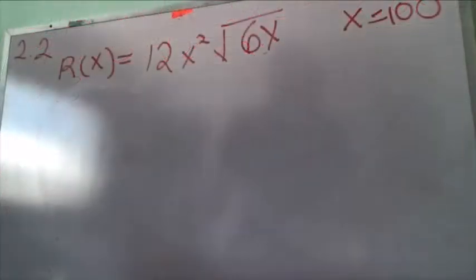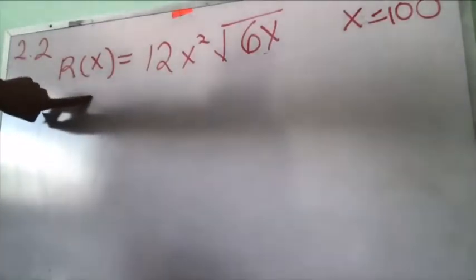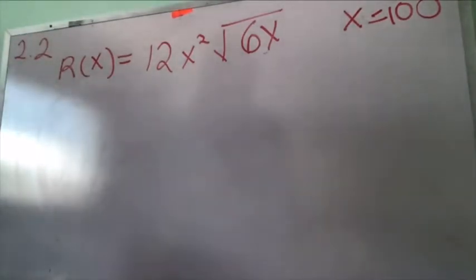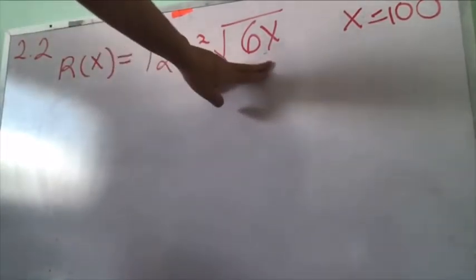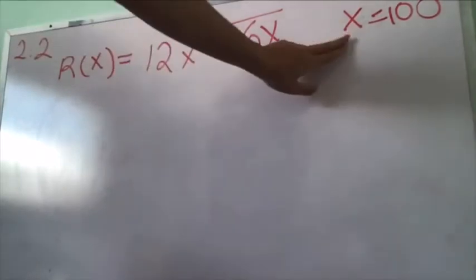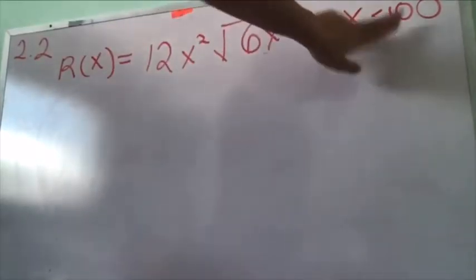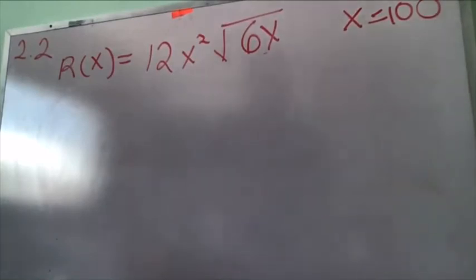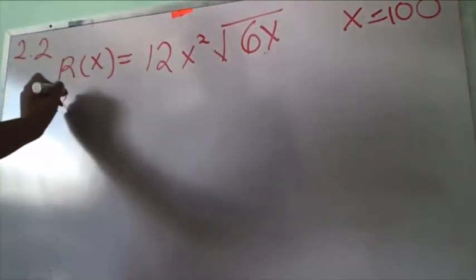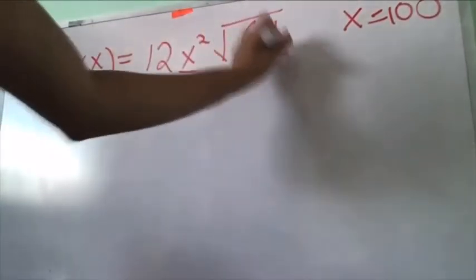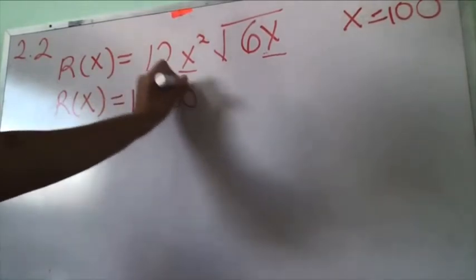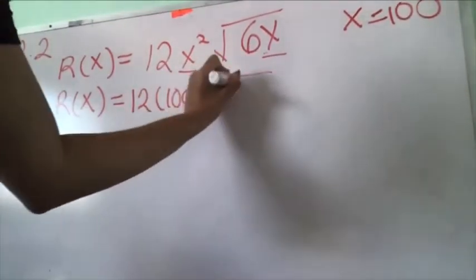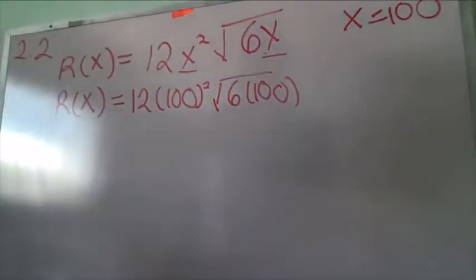Okay, so for part number 2 of problem number 2, we need to get the exact value of the revenue. And from the last problem, we got that the revenue is equal to 12x squared, square root of 6x. And they also give us that we need to substitute the value of x with 100. So the first thing we need to do is rewrite the expression and substitute the x's with 100. So here we will have 12 times 100 squared, square root of 6 by 100.